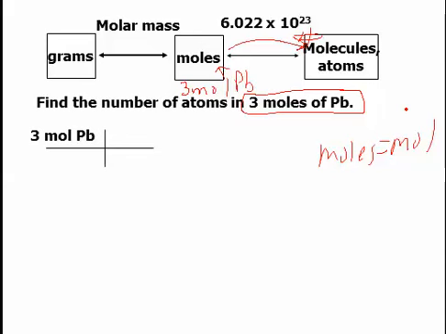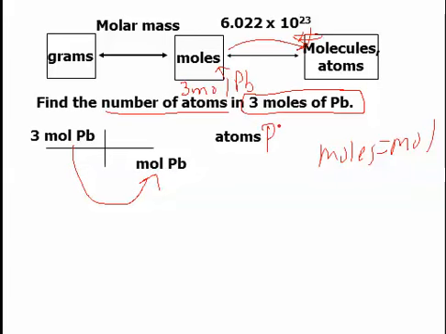Now, whatever you start with here, that unit goes here. So if we start with moles of lead in the upper left, moles of lead goes in the bottom right. What you want to find always goes in the top right, and we want to find the number of atoms of lead. So atoms of lead goes in the top. So what is the relationship? What do we know? How do we go from moles to number of atoms? What do we know?